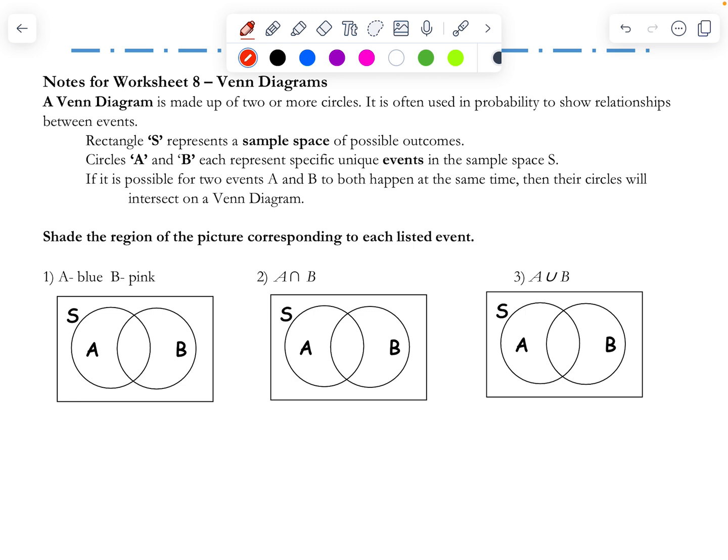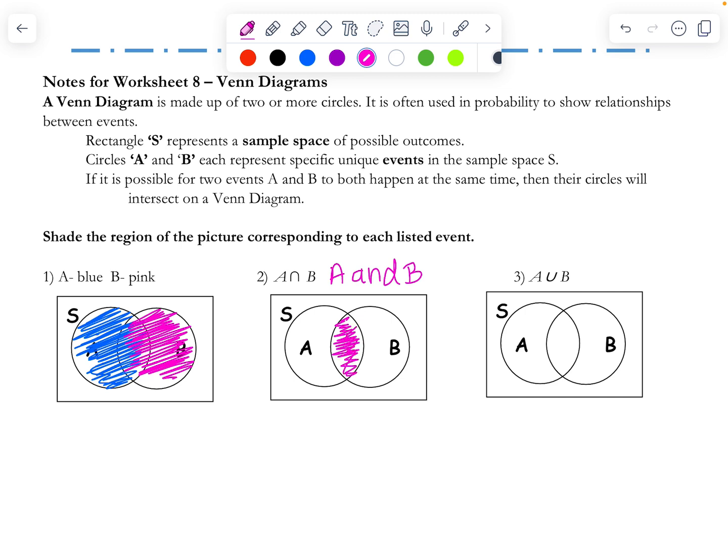Circle A, we're going to color blue. You might think, why are we coloring all of this? Circle B, we're going to color pink. I'm not doing it super perfectly because I don't want this video to be super long. Now this next one means A and B. So when I shade in A and B, I want to shade in this middle part right here.